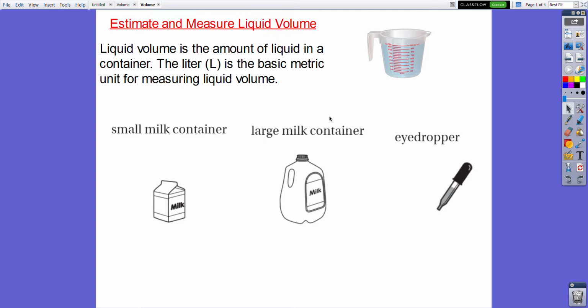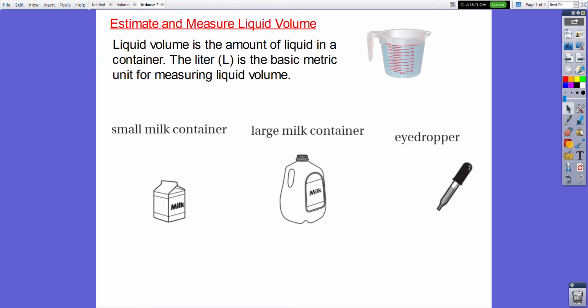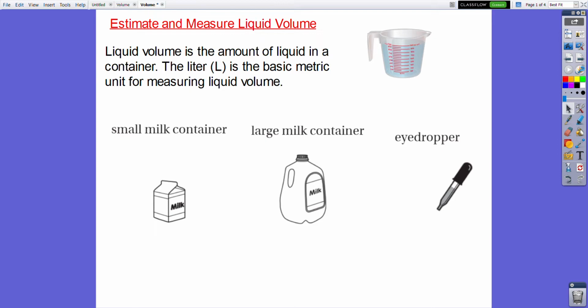And the unit I will use here is liter. So the liter is the basic metric unit for measuring liquid volume. If I want to find the volume of any liquid, the unit that I will use is liter. We call it liter, and we write it as L.